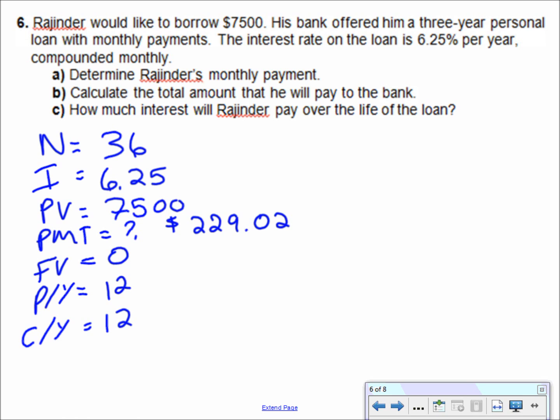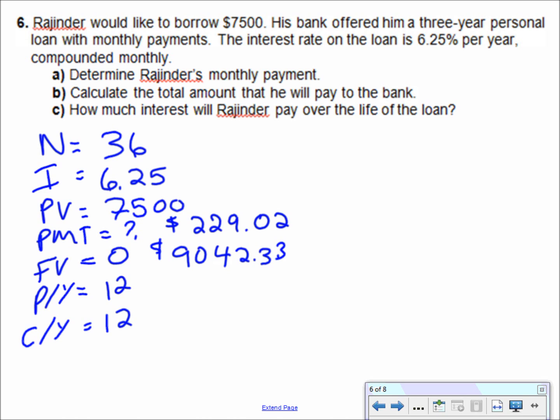Okay, calculate the total amount he will pay to the bank. So what you want to do here is just calculate your future value now, okay? The answer on the answer sheet is incorrect. So if you calculate future value, your future value is going to be this. Now, in order to do this, you need to either delete the payment, put it to 0, or delete your present value and put it to 0. You have to have one unknown, okay?